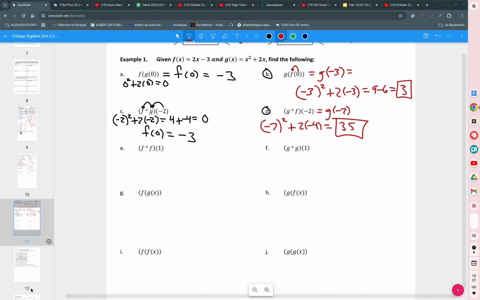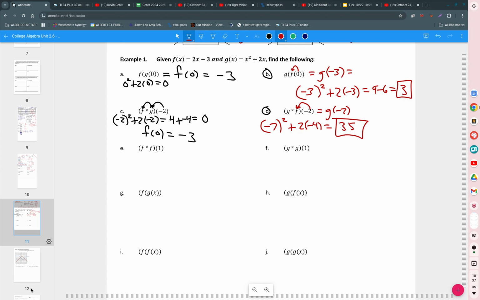Check your work. I got 3 and I got 35. Ledger, can you please share with me what you got and for which one, top or bottom? For B, what'd you get? I got -3. That's what I did, so let's just talk it through. I take -2 and I plug it in for f. 2 times -2. He's on B.